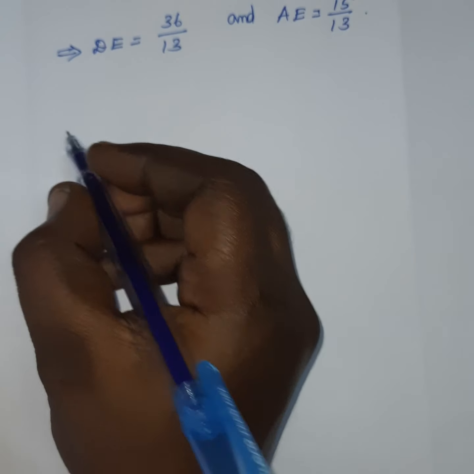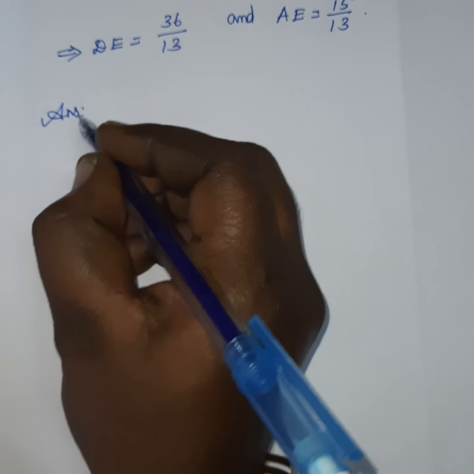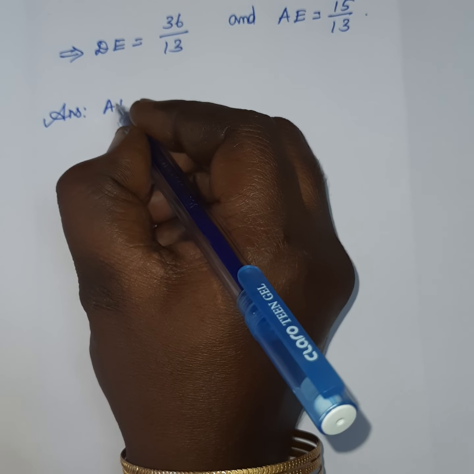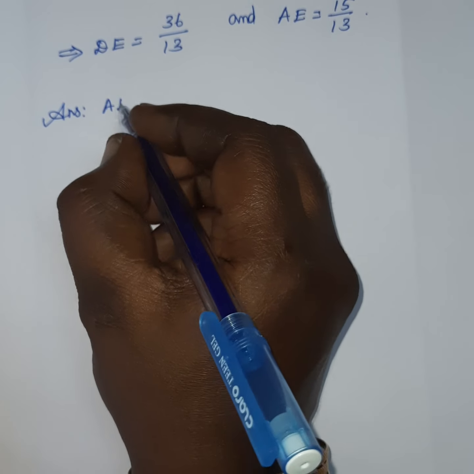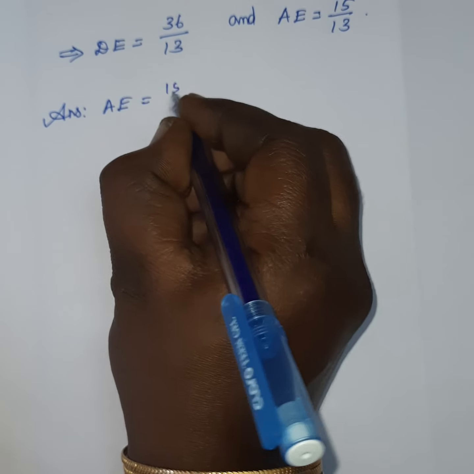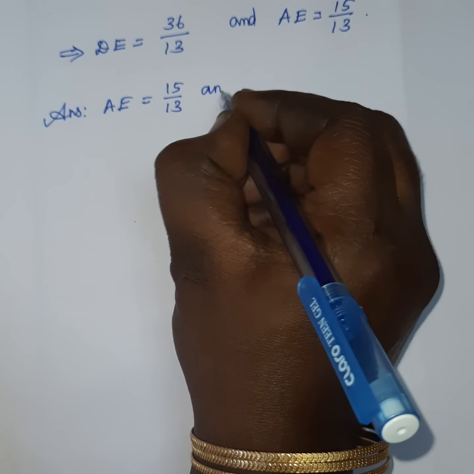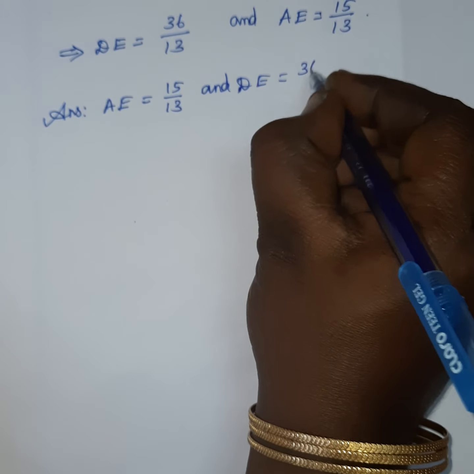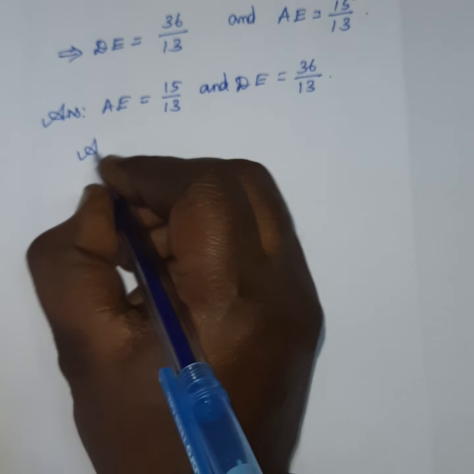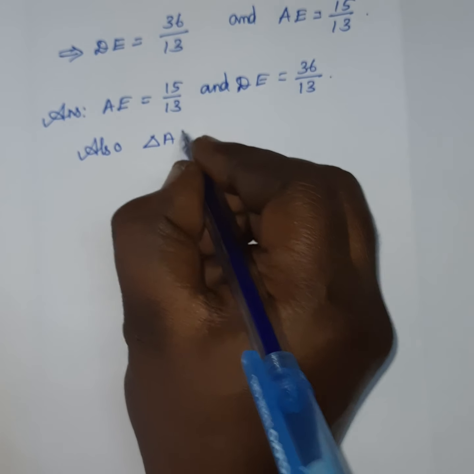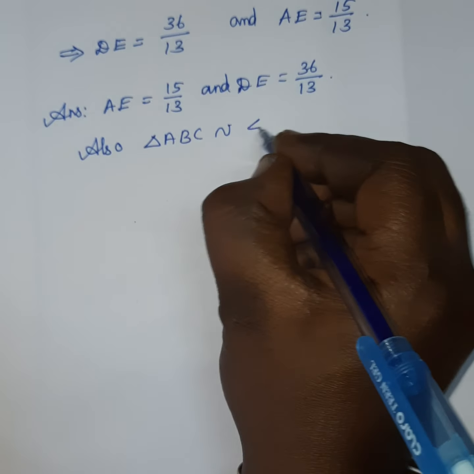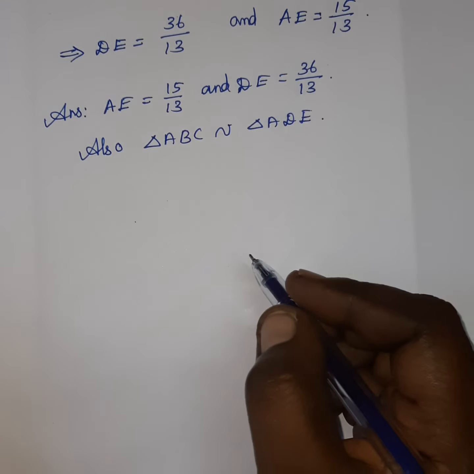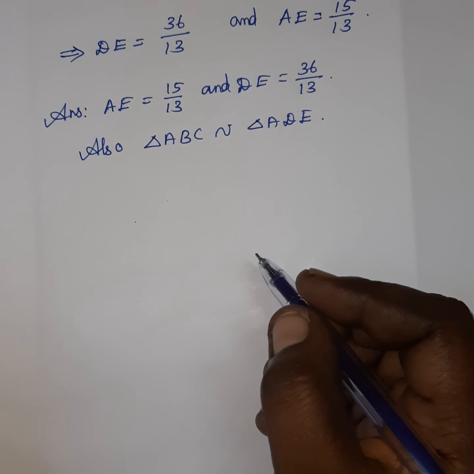This all we can write in the given order. In the question they asked AE and DE. First one we have to prove, second one is this. AE equal to 15 by 13 and DE equal to 36 by 13. Also triangle ABC similar to triangle ADE. Okay, that is the final answer for this question, fifth one.